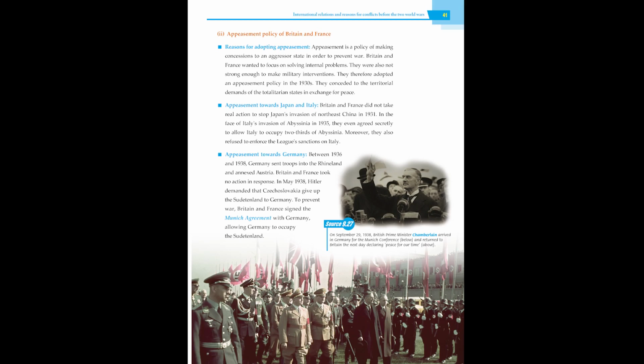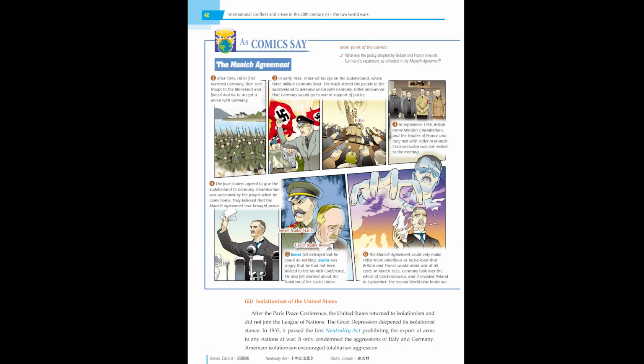Look at source 9.27. On September 29, 1938, British Prime Minister Chamberlain arrived in Germany for the Munich conference below and returned to Britain the next day declaring "Peace for our time" above. As comics say, the Munich Agreement. Main point of the comics. What was the policy adopted by Britain and France towards Germany's expansion, as reflected in the Munich Agreement?